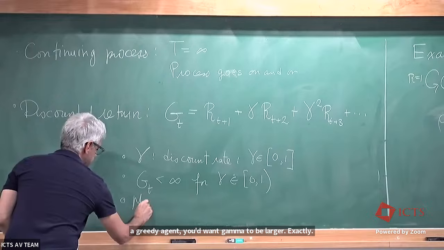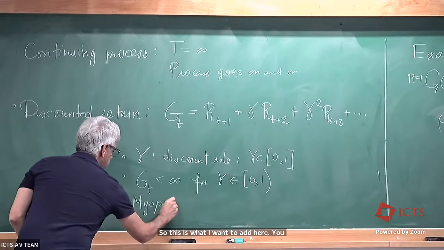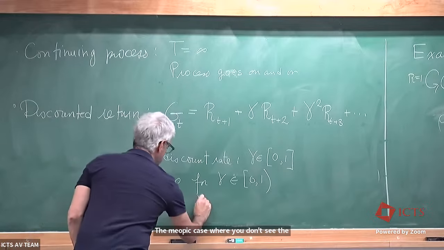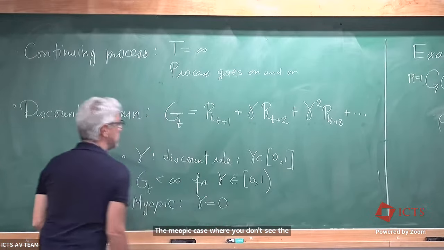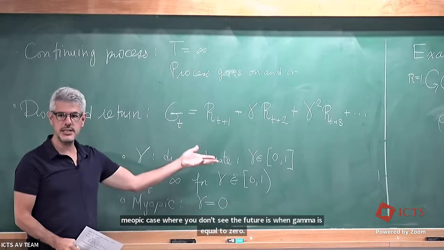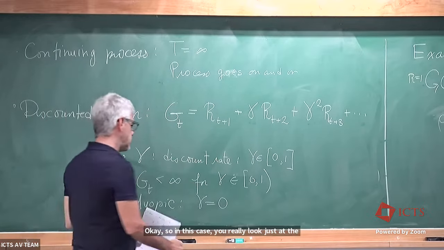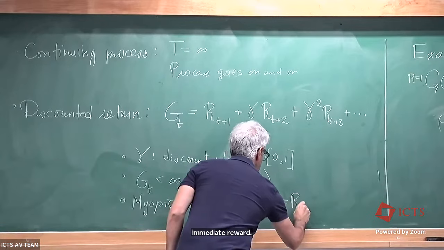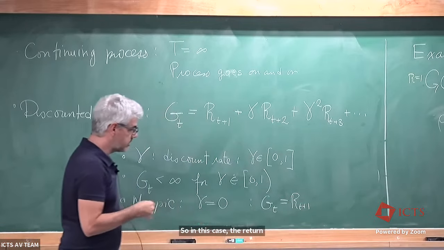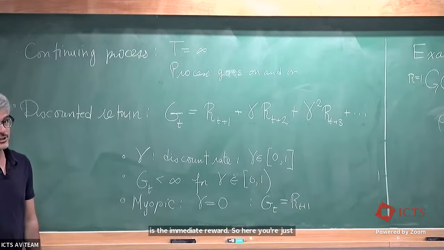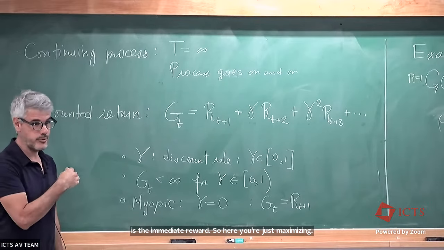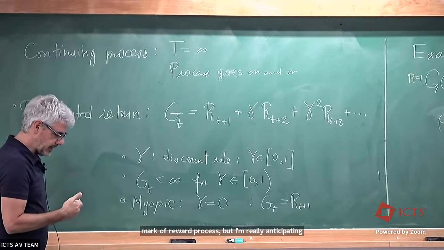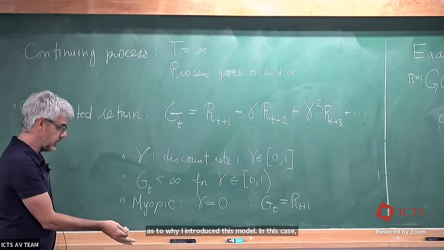You have, for instance, the myopic case where you don't see the future, which is when gamma is equal to 0. In this case, you really look just at the immediate reward, so the return is the immediate reward. So here you're just maximizing it. We're talking about an agent, right? There's no agent in a Markov reward process, but I'm anticipating why I introduced this model. In this case, the action will depend only on what you get immediately.